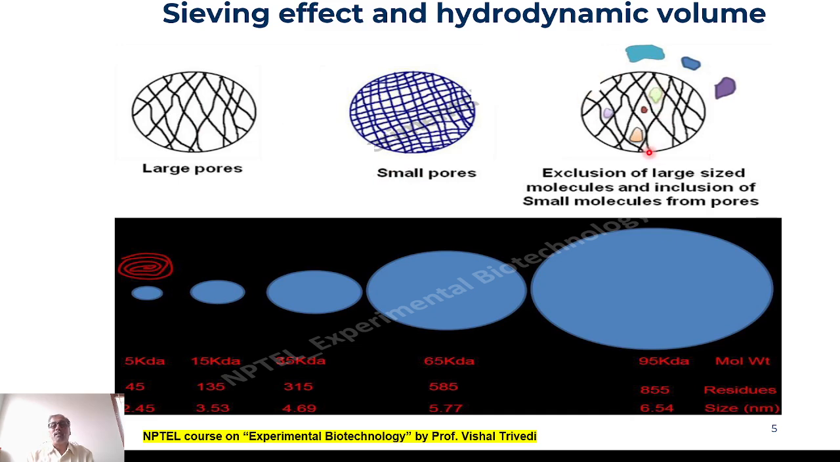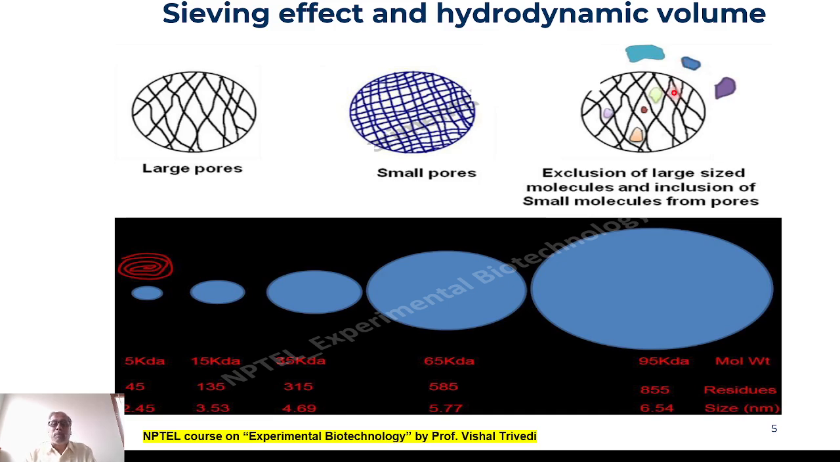You take this large pore size gel. There are, say, 7 different molecules. Out of 7 molecules, four molecules are very small in size, so they are included inside the gel. That means they can diffuse into the gel. Whereas larger molecular size molecules cannot enter because the pore size of the gel is very small, so they are excluded. This is the principle of how macromolecules get separated.